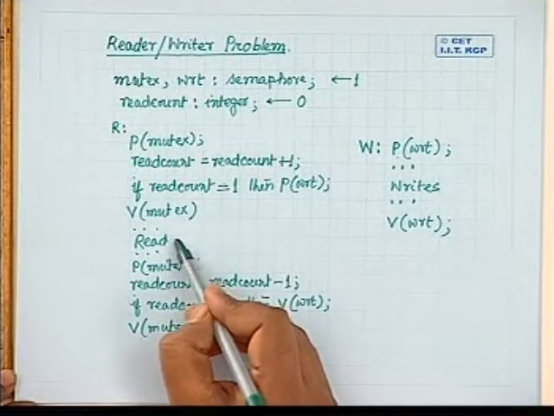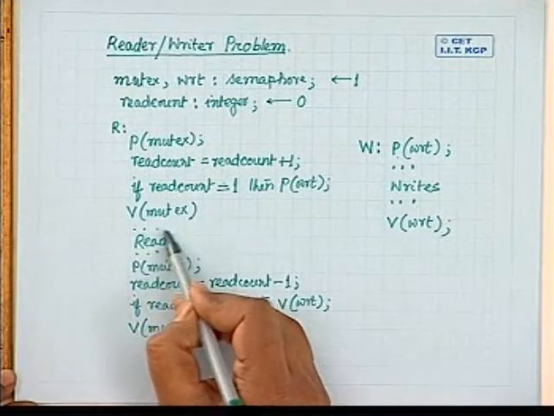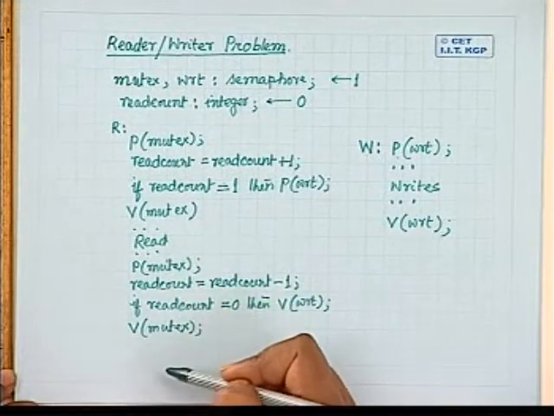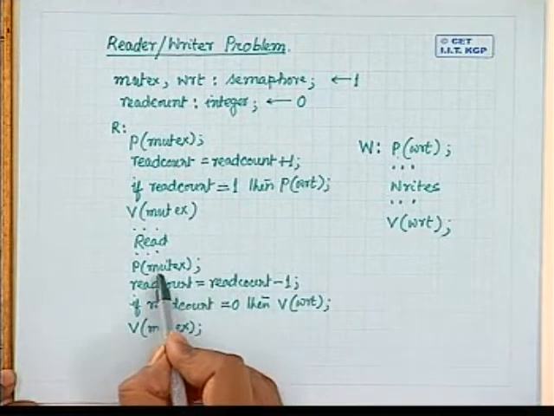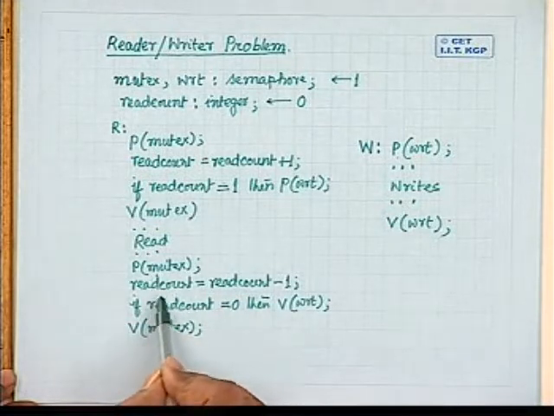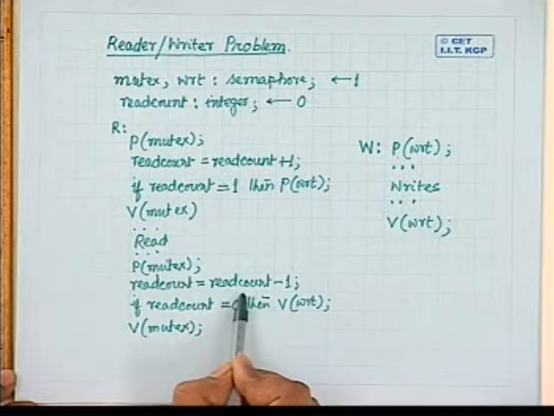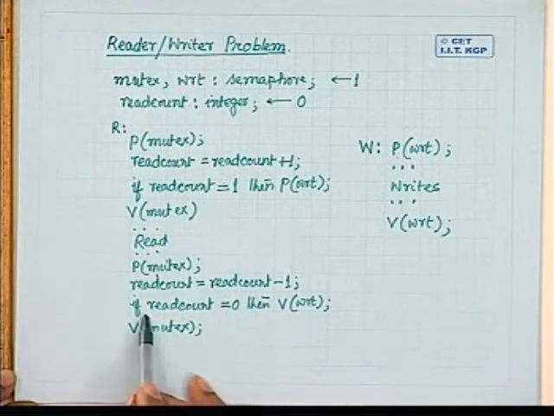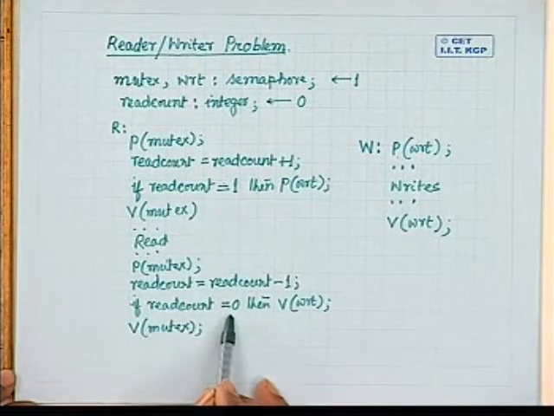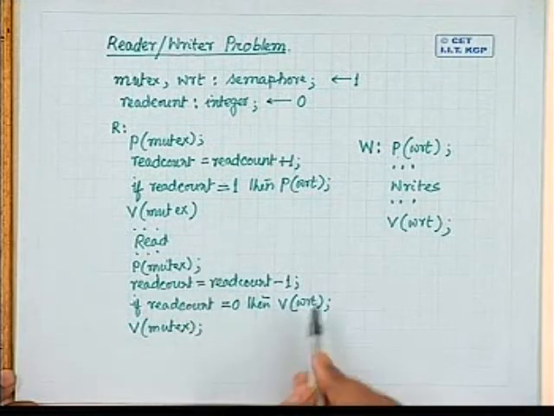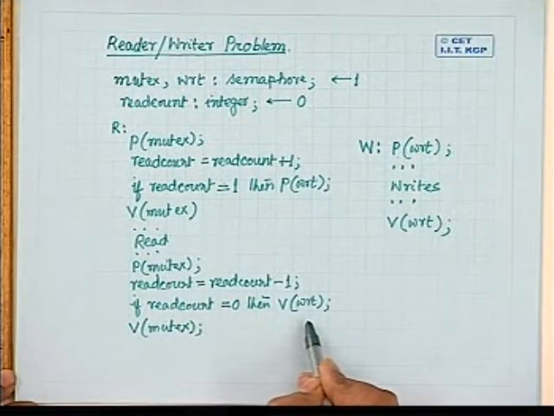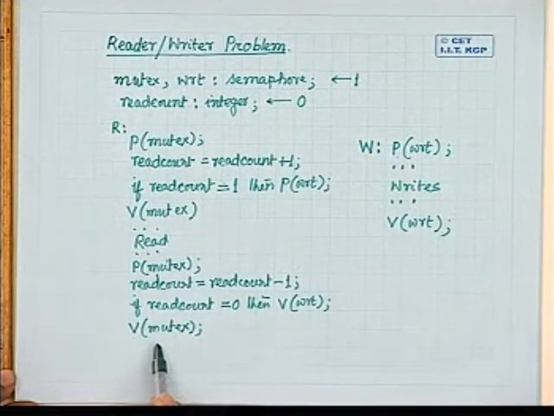Okay. Now we have two processes in this critical region. When one process is trying to come out, assuming that p mutex is successful, it will decrement the read count by 1. So now the value of read count will be equal to 1, which is not equal to 0. So the first process to come out of this critical region will not perform the v write operation. It will simply perform v mutex and come out.